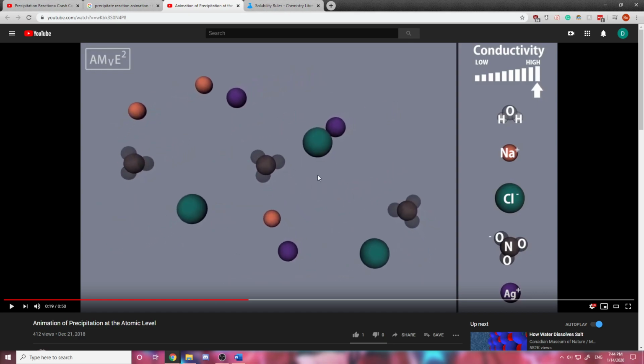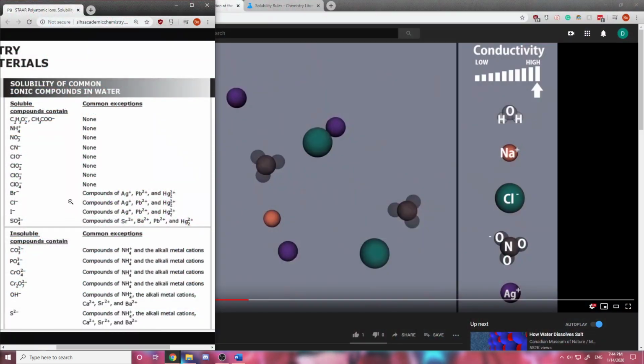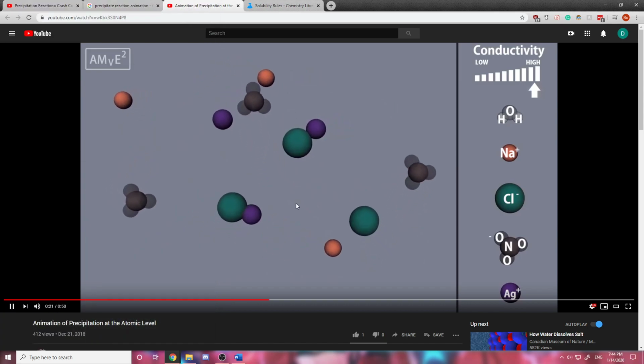And whenever a silver and a chloride ion meet, they're going to smack and stick together, because a silver and a chloride ion will make an insoluble compound. What that means is anytime these two meet, they'll, for a split second, bond together, and as soon as that bond happens, it will fall out of solution, meaning it will no longer be surrounded by water. It will be attached to other chloride and silver ions and start making the lattice structure again.